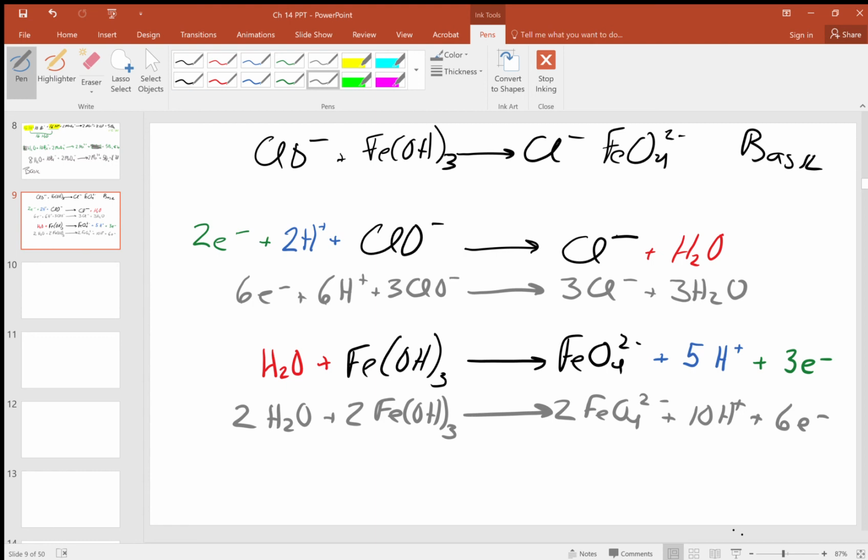Now that we have equal numbers of electrons, we can add our 2 equations together. And I'm just going to eliminate the electrons. They cancel out.